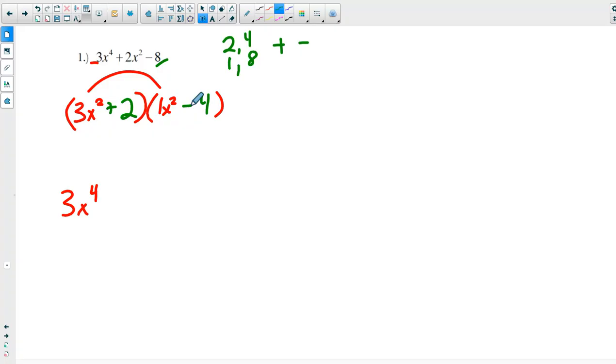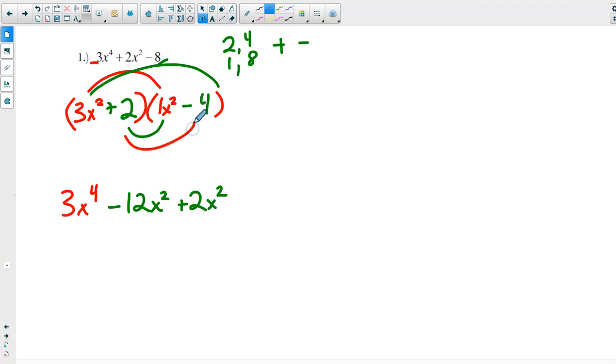And the signs don't matter that much, because if I get the correct number but the wrong sign, I flip my signs and I got it to work. So I'm going to finish distributing here. So I go 3x squared times negative 4 and I get negative 12x squared. Then I come here and I get 2x squared. And then I multiply the last and I get negative 8. This is good and this is good.